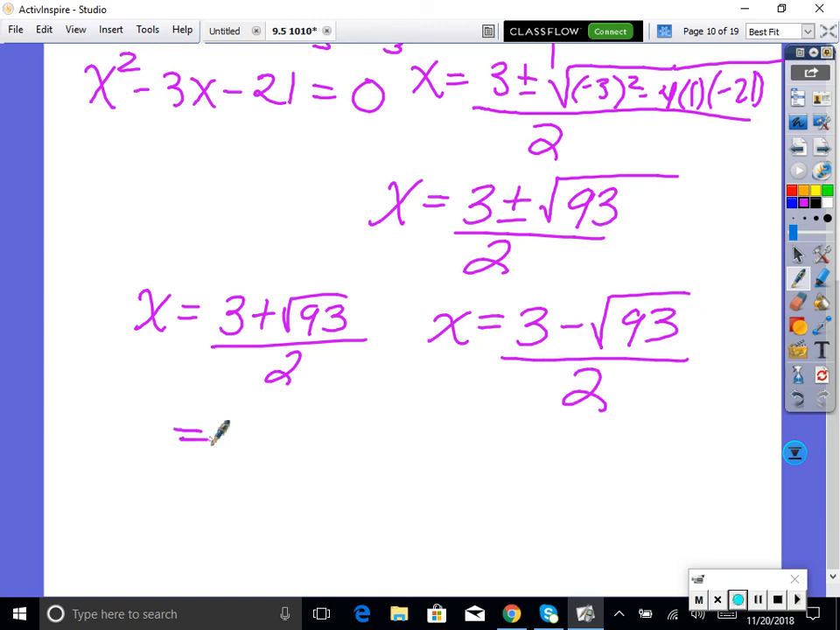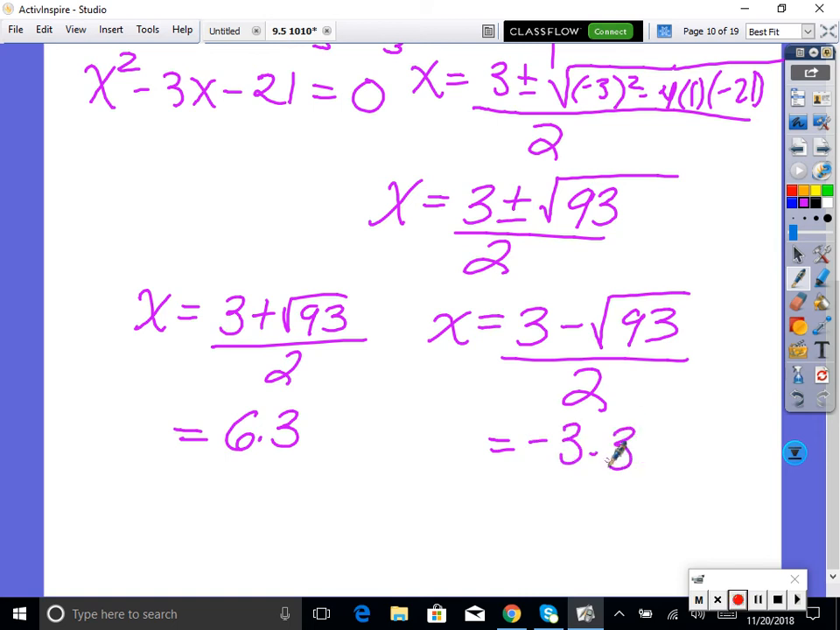So do 3 plus root 93. Make sure you hit enter, and then divide by 2. You do have to hit enter first. And then do 3 minus root 93, and then hit enter and divide by 2. Because I need both decimals. Thank you. 6.3. It's longer than that, but we'll round for now. And then what's this one?